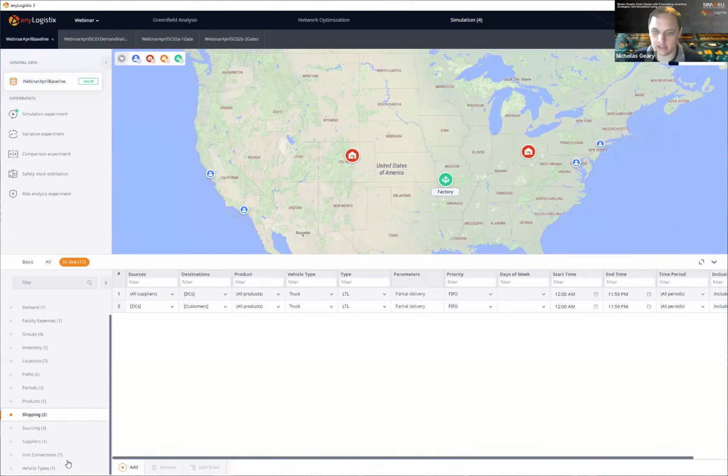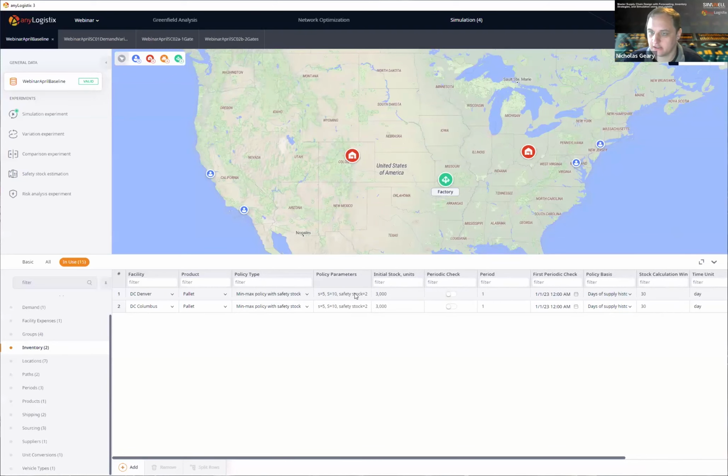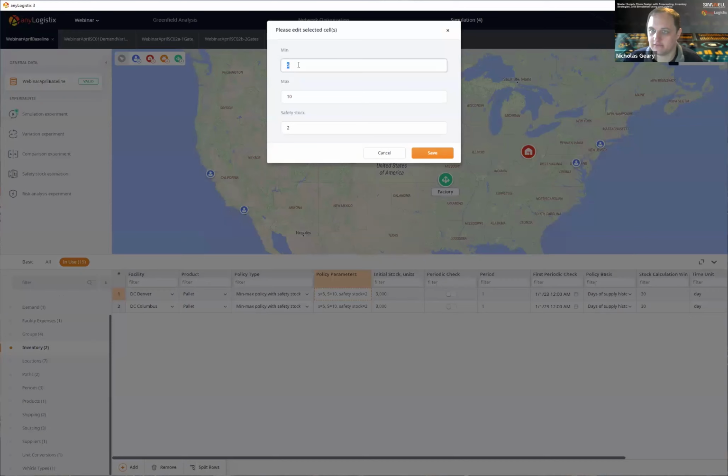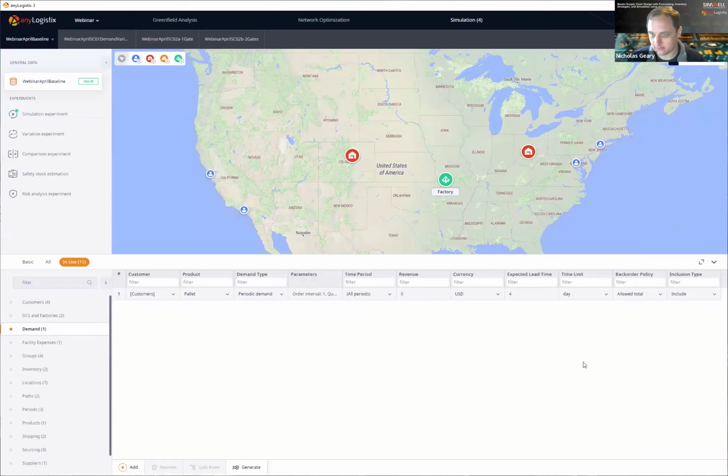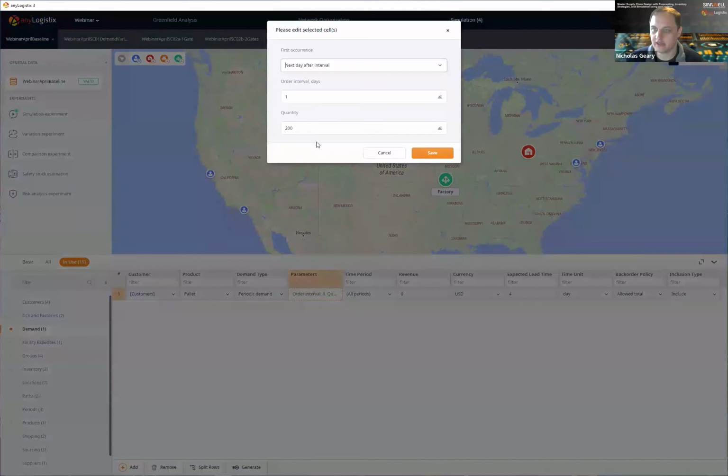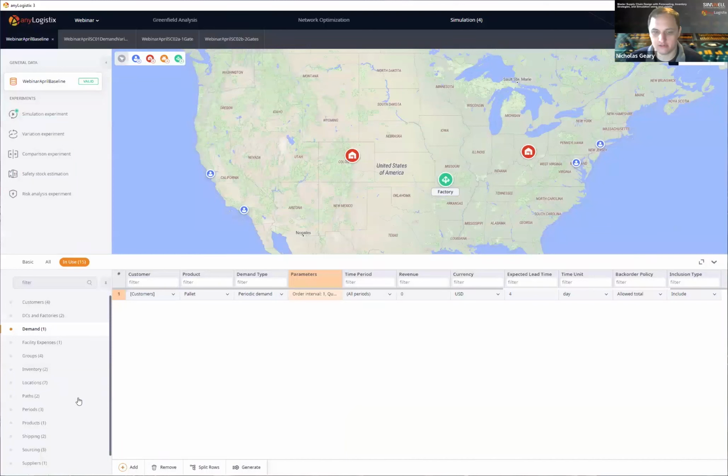And if we go to our inventory table, you can see that there's just a simple min-max policy with days of inventory and safety stocks. So 5 days minimum, 10 days max, and then 2 days worth of safety stock at all times. Each of these distribution centers has an initial stock. Going into the demand, for this first demo we just have every day a quantity of 200 pallets per customer.